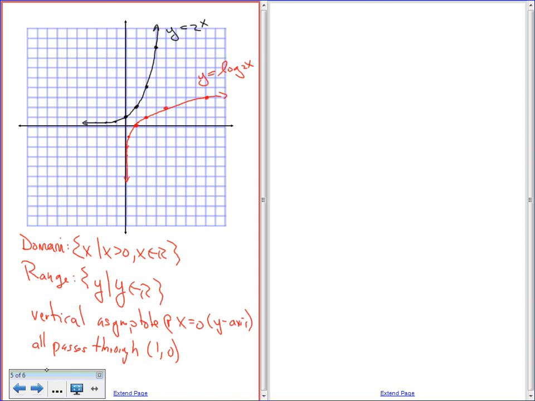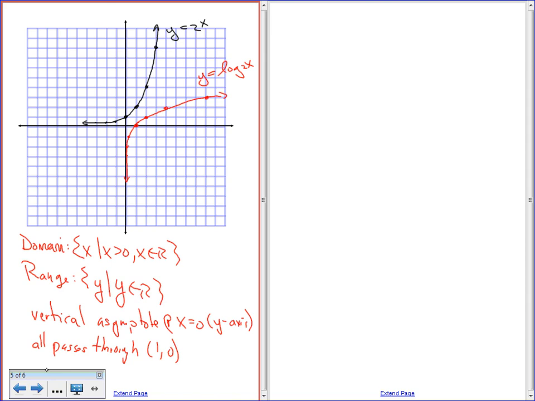Now we have a general idea of what the logarithmic function looks like, keeping in mind it's just the inverse of the exponential function. To get the inverse, you switch the x and the y's. So the domain of the inverse happens to be the range of the exponential, and the range of the inverse happens to be the domain of the exponential. That's what happens when you switch the x and the y. Any questions on that?